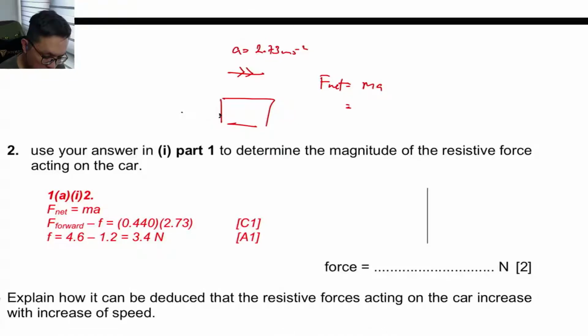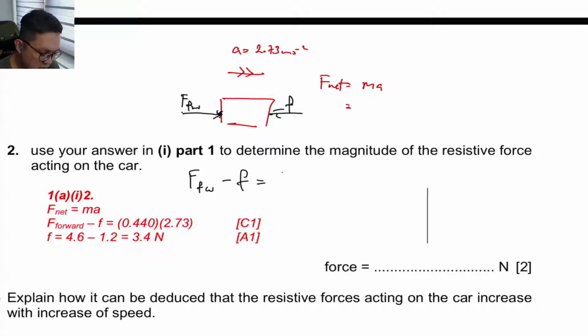Okay, so their notation is this. You're gonna have your F forward, Fw, and then you're gonna have your frictional force. Okay, so therefore, once you have this, you can say your F forward minus your frictional force is equal to your F net. Okay, you're supposed to find out what the frictional force is. So that will be F forward minus your F net. And F forward is equal to 4.6, which is given here.